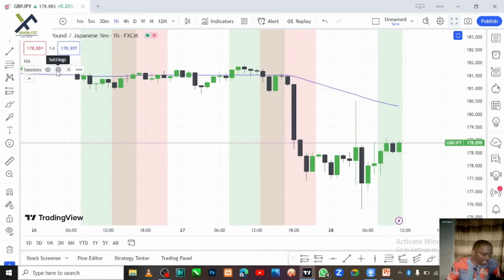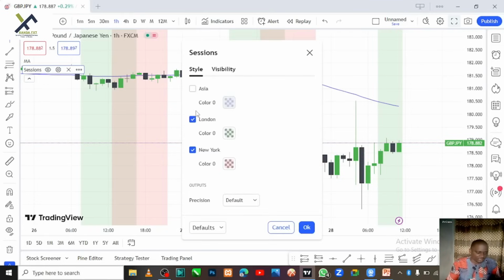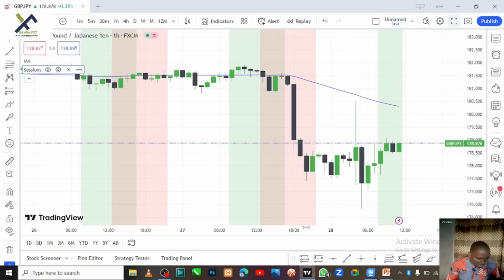Now you go to the settings, you will see Asian, London, and New York. This is where you set the color that you want on each section. Like mine, I have the Asian on white, my London on green, and my New York on pink. Once you are done with this setting, you click okay.